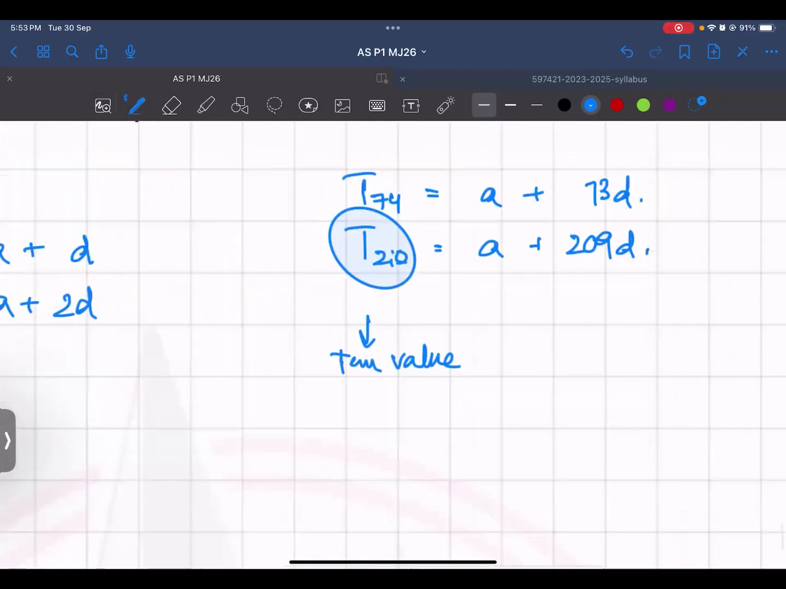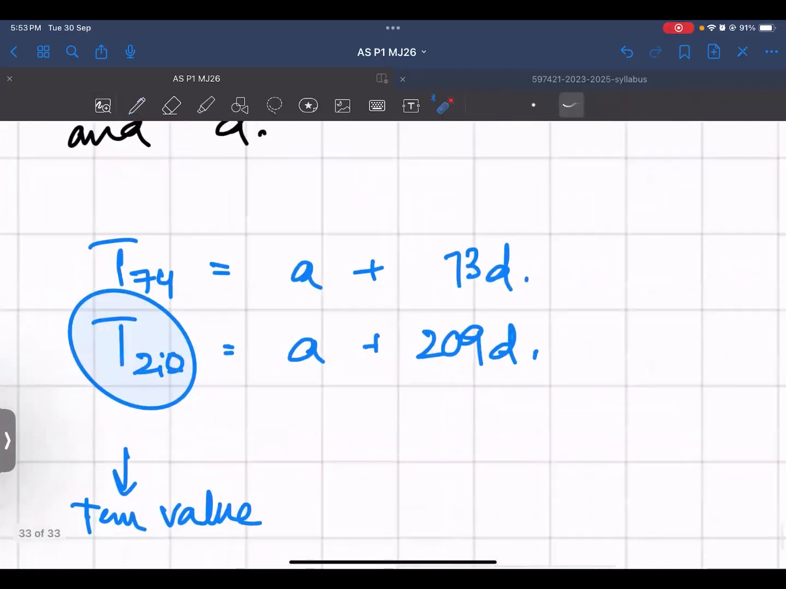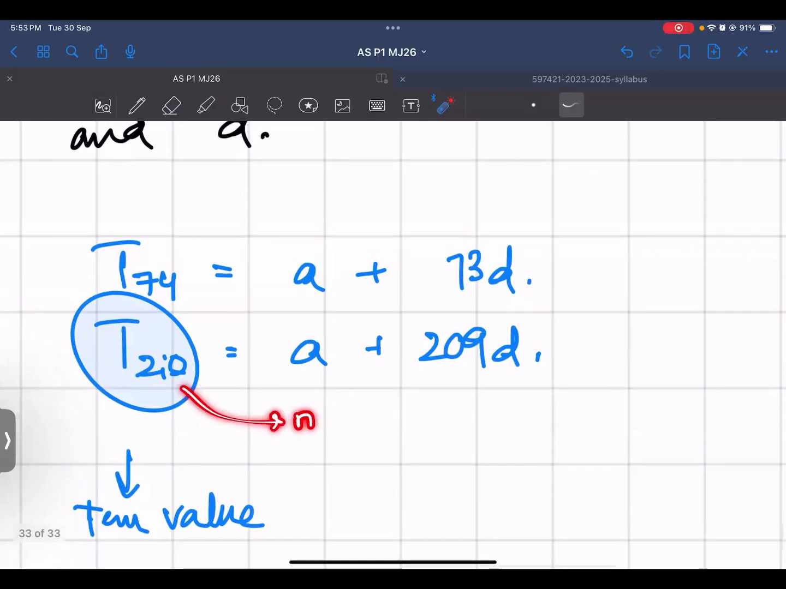So the position that they were asking you to find was the 210th position, right? The N is N over here. So the position that they are asking you to find is 210. And T210 means the value at the 210th position. Okay. So for this case, your N is 210. And the value at the 210th position, we don't know.